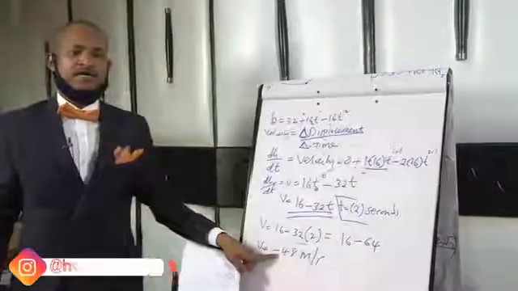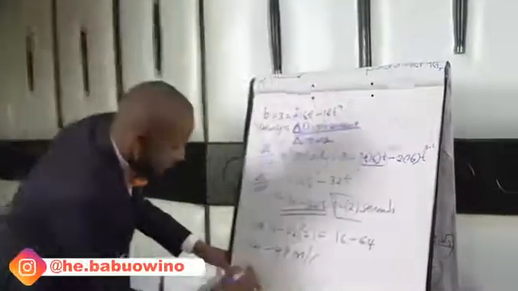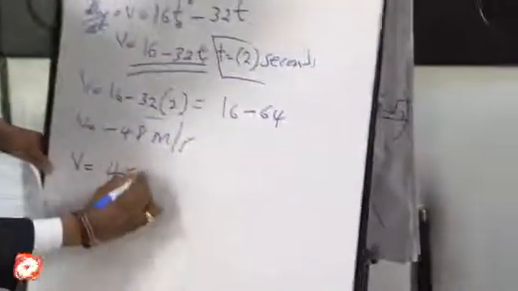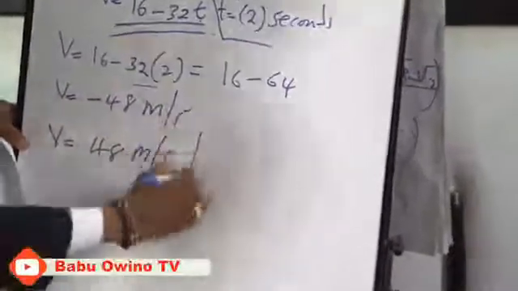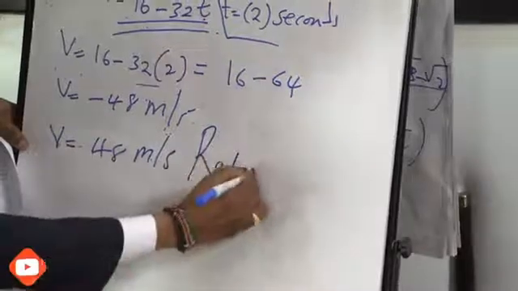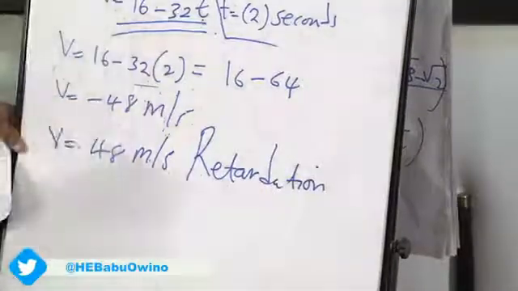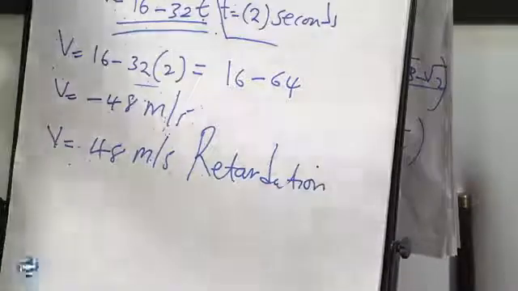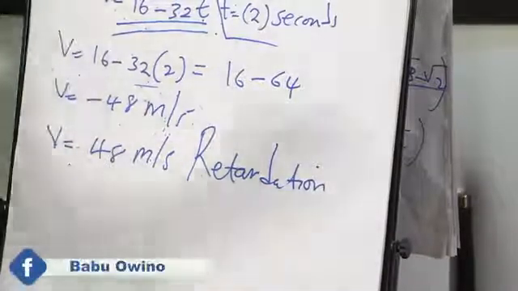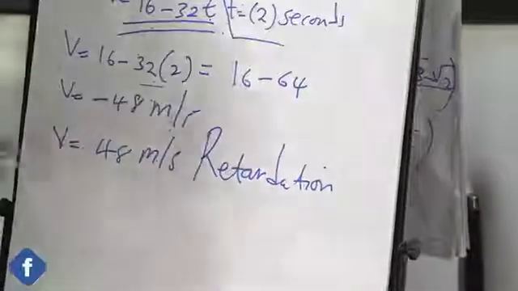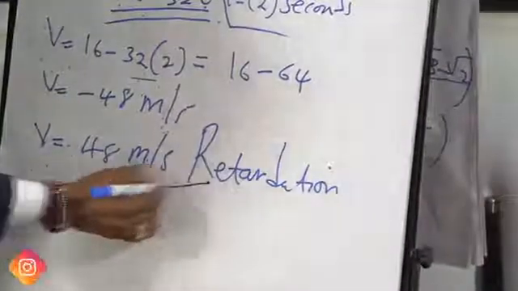But because it is negative, you write your answer as velocity equals 48 meters per second. It was retardation, to take care of the negative, because he was slowing as he was going down. The velocity wasn't increasing. So it's retardation.